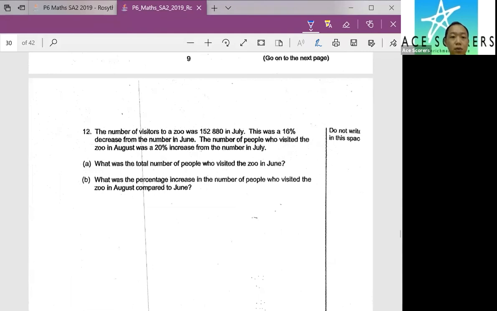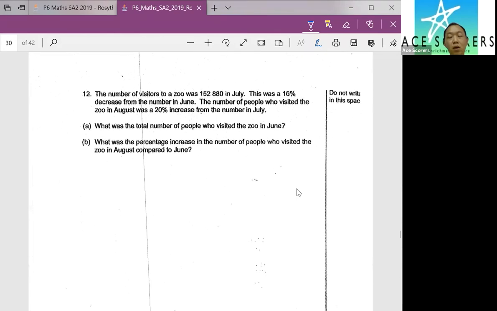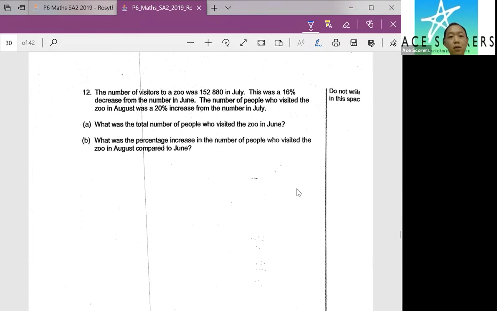So the number of visitors to the zoo was 152,180 in July. This was a 16% decrease from the number in June. So I have June and July. 16% decrease. So here is 152,880. So it's a 16% from the number. That means this is 84% and June is 100%.